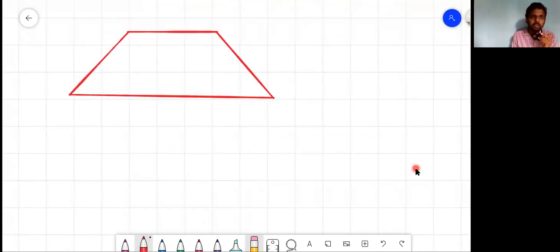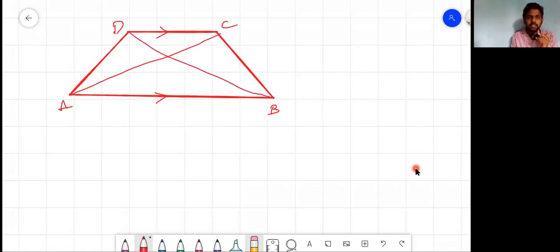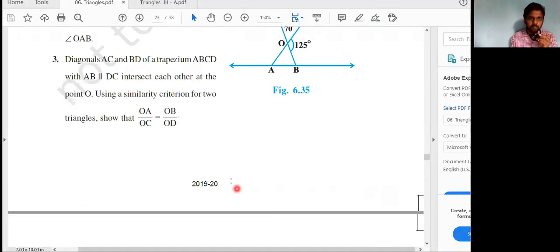So I'm having A, B, C, D as a trapezium, such that AB is parallel to CD. I'm having AC here and BD here, and the point of intersection, I can take it as O. So the diagonals AC and BD intersect each other at point O, right?